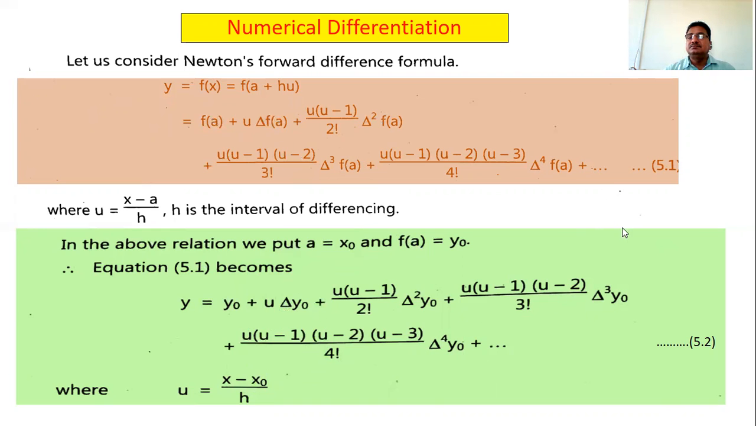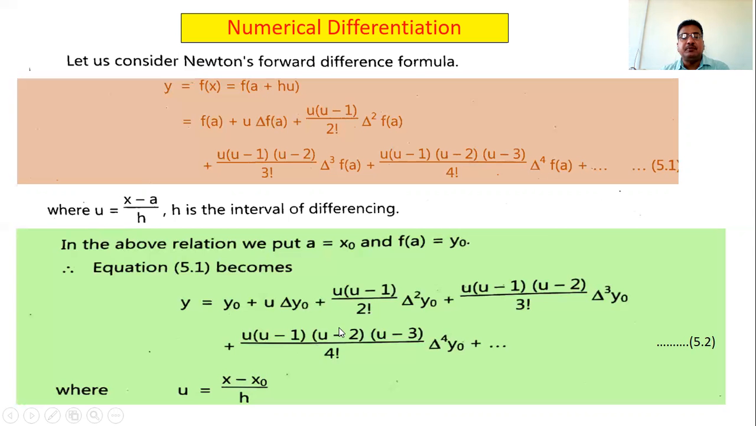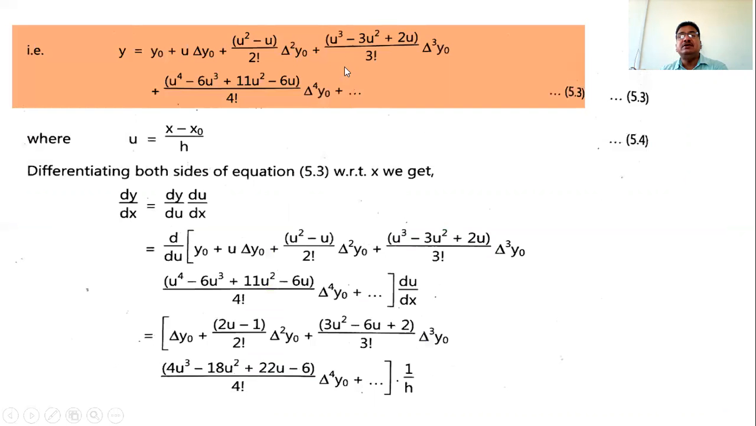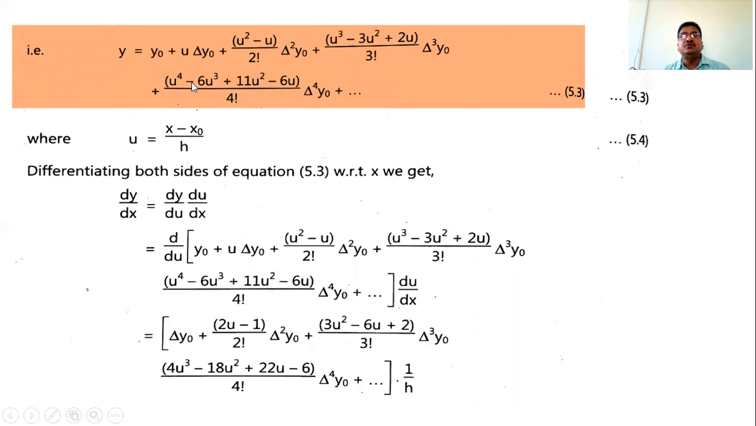Then, this is the simplification of the previous formula, multiplied out by u, because we have to differentiate this function y. So u squared minus u. The multiplication of these three brackets gives u cubed minus 3u squared plus 2u. Then the multiplication of these four brackets is u raised to 4 minus 6u cubed plus 11u squared minus 6u, divided by 4 factorial Δ⁴y naught. Again u is (x minus x naught) divided by h.